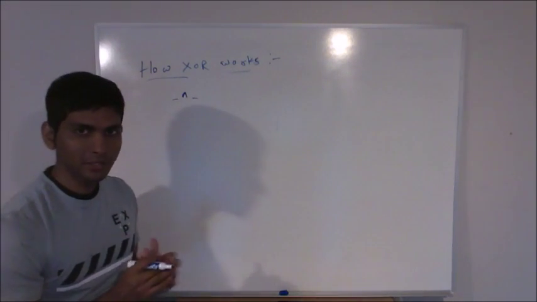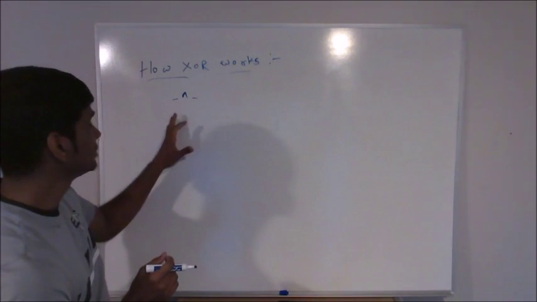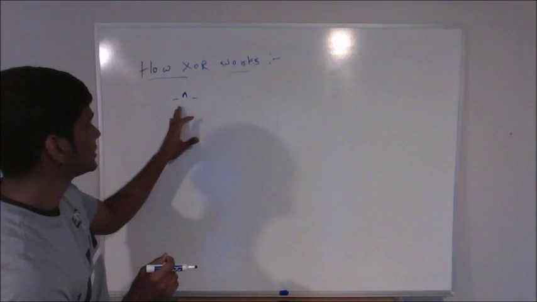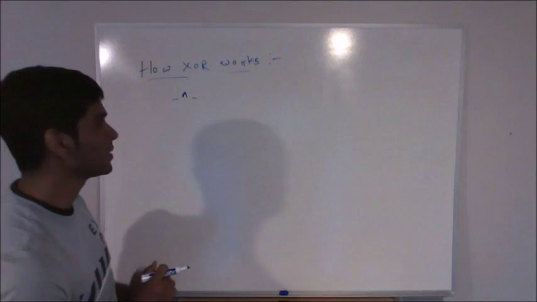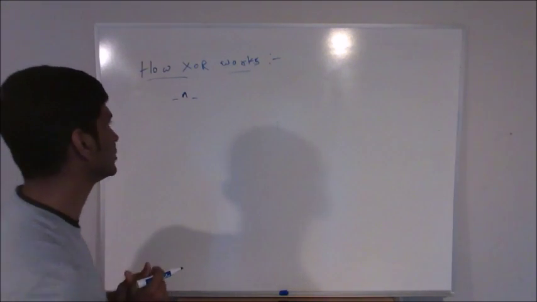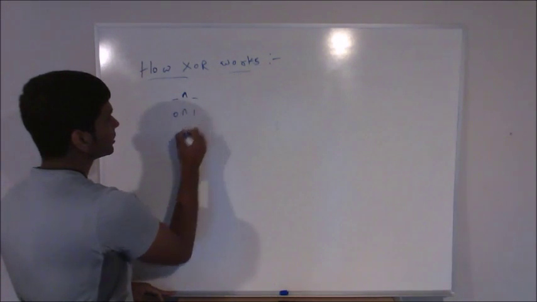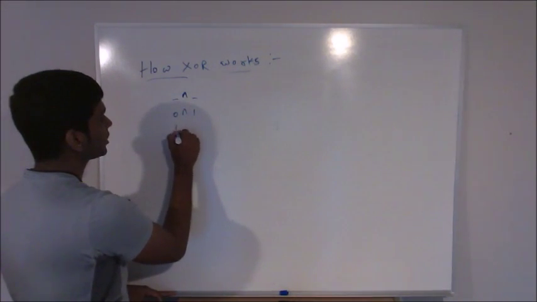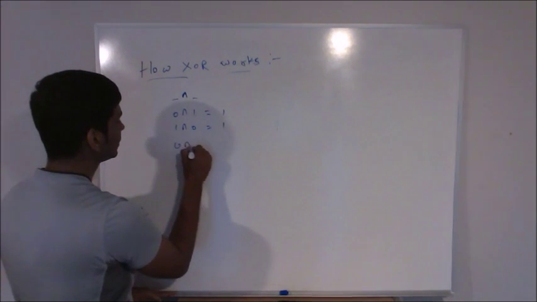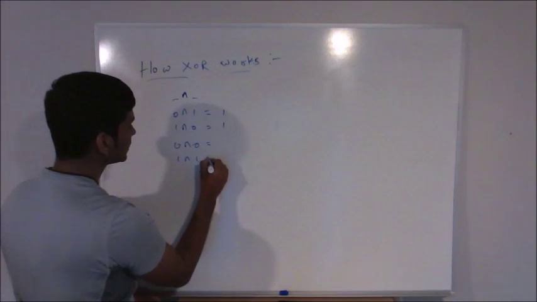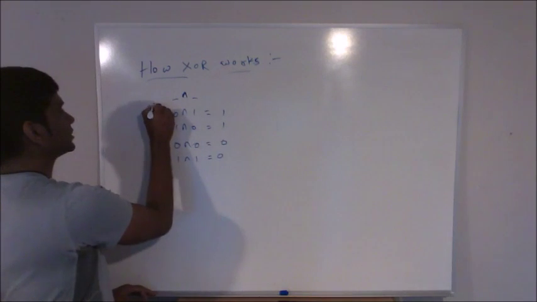So the definition of XOR is: if either of the operands is 1, then only the resultant is 1, else the resultant becomes 0. What does that mean? If either the left side operand or the right side operand is 1, then only the resultant is 1, else the resultant is 0. Okay, this is our first observation.